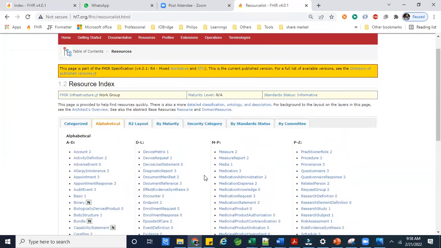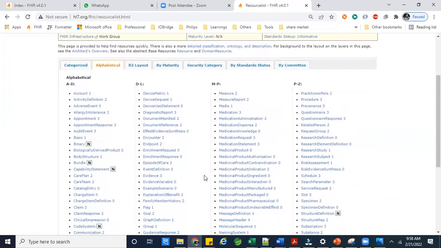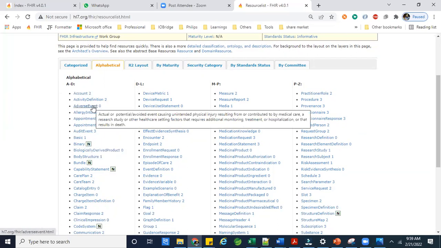Do you know what the N means? Is it new or what is it? So N means normative. Yeah. So for now, let's understand normative means stable. But again, you see other figures as well: 2, 0, 3, 3, 1. Okay. So these are different levels of maturity that these resources have gone through. When we say N, it means it has reached its highest evolution. For example, if you want to implement adverse event, then in that case you can expect many more changes in future versions. So there could be breaking changes as well.